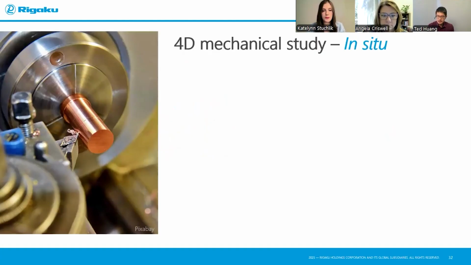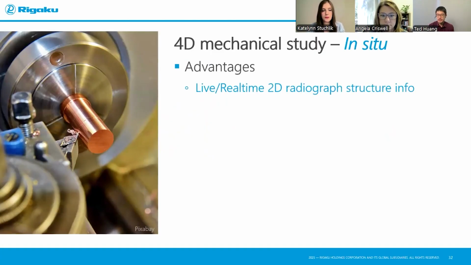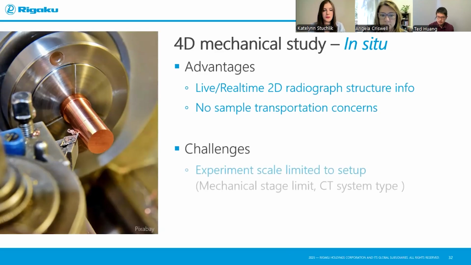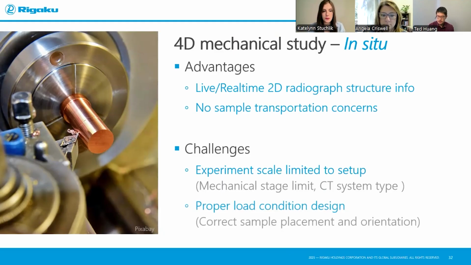Now, to summarize in situ mechanical study, the advantage is also quite clear. We now have a real-time, live 2D radiograph we can look at to see what's happening inside the structure. And also, you don't have to transport your sample after it cracked. But the challenge comes from your scale that's limited to your setup, to your stage, to your CT system, and also the design that pertains, again, to your stage and what kind of study you want to do.